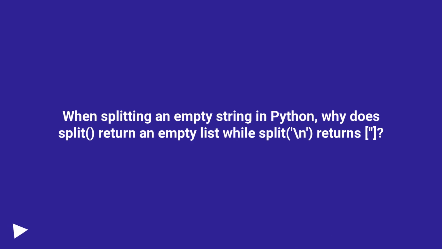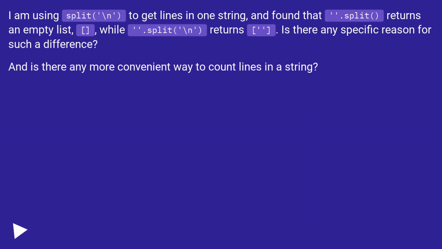When splitting an empty string in Python, why does split return an empty list while split with a delimiter returns a list with an empty string? I am using split with a newline. Is there any specific reason for such a difference? And is there any more convenient way to count lines in a string?